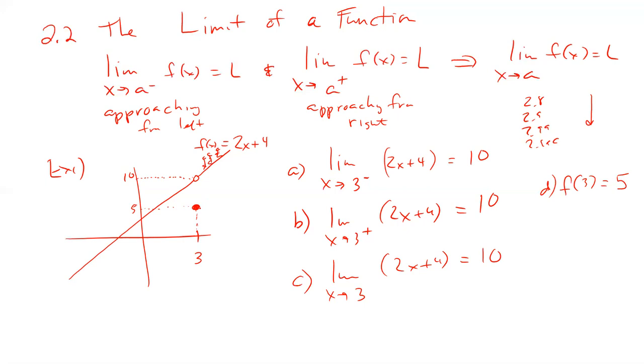Wait, so f of x is not 2x plus 4? It has to be a different function. Sure. Let me define the function here. How about this? The function that we're using is this right here. I should have done that here. So here's our little function. Is that okay now? That's why the other one is not.